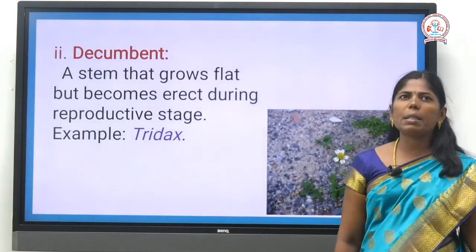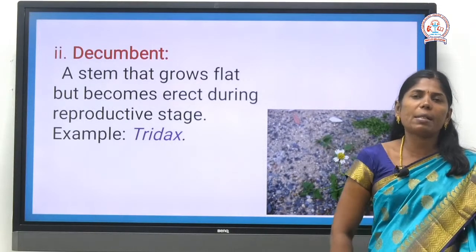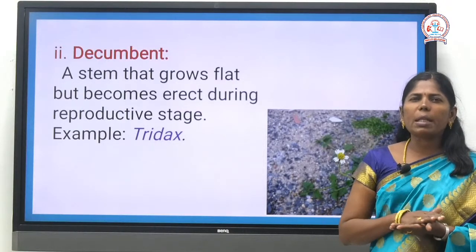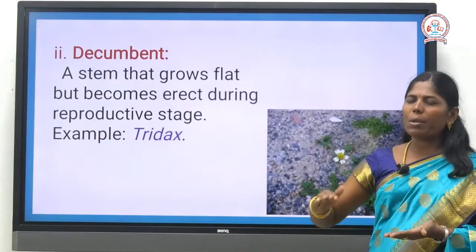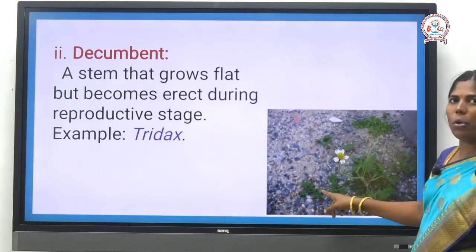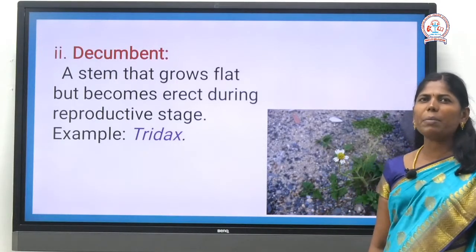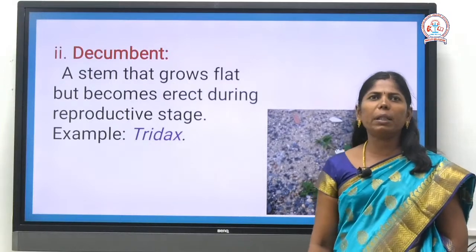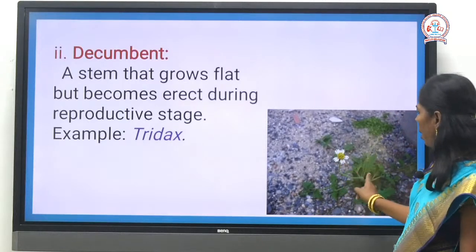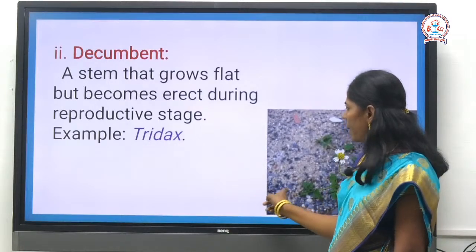Next, decumbent: the stem that grows flat but becomes erect during the reproductive stage. Tribulus is the best example. The stem keeps growing flat and then suddenly becomes erect. Okay, a stem that grows flat but becomes erect during the reproductive stage. The reproductive stage means the flower. When the flower comes, it automatically becomes erect. That is the example, Tribulus.